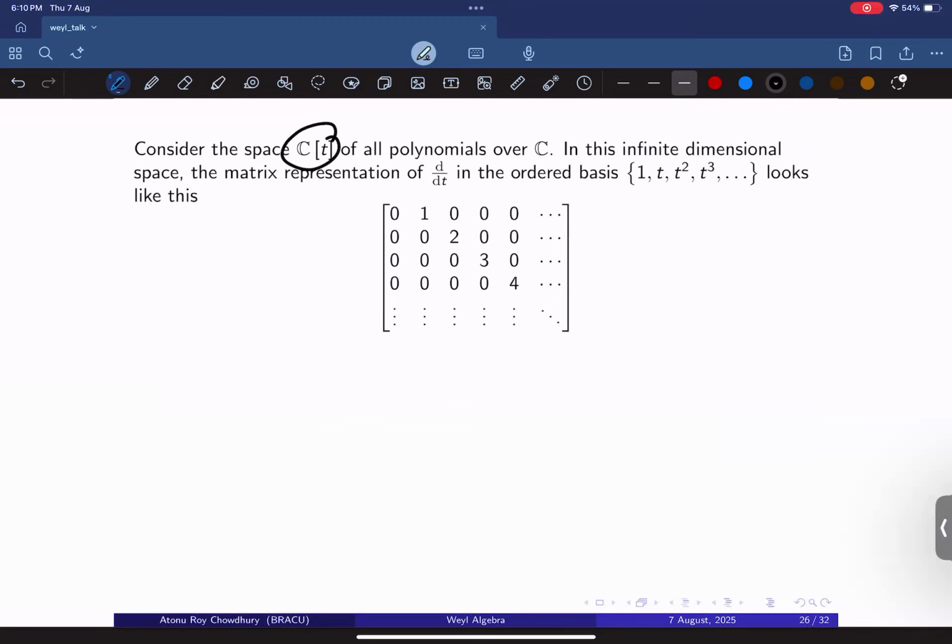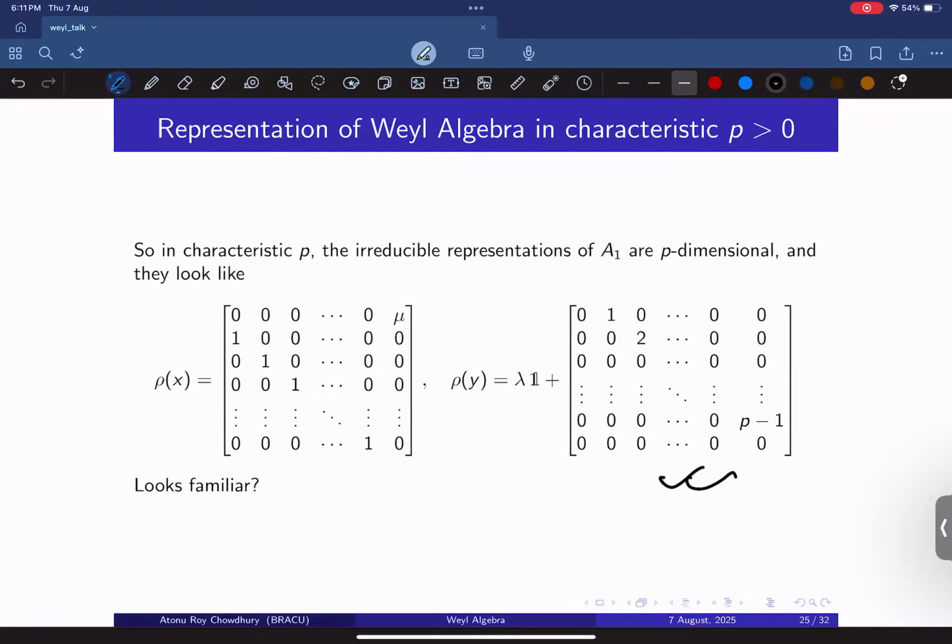Why do we need an ordered basis? To write a matrix, right? So the derivative in this ordered basis looks like this. Why? Because the first basis vector is basically 0, so all the entries in the first column are 0. If we apply the derivative operator on t, we get 1, which is 1 times the first basis vector and everything else being 0, and so on, right? So we do get some hint of quantum mechanics here, right? Okay, so this looks almost like a derivative.